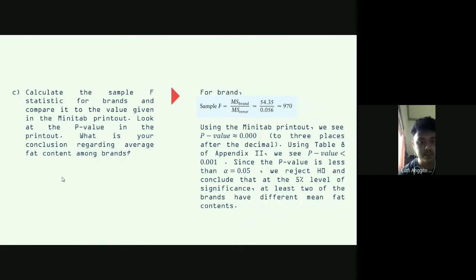Using table 8 of appendix 2, we see p-value less than 0.001. Since the p-value is less than alpha, we reject H0 and conclude that at the 5% level of significance, at least 2 of the brands have different mean fat content.